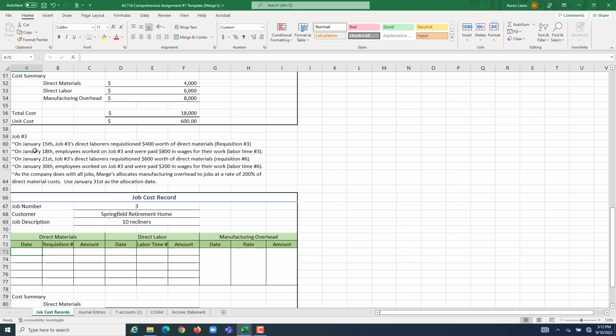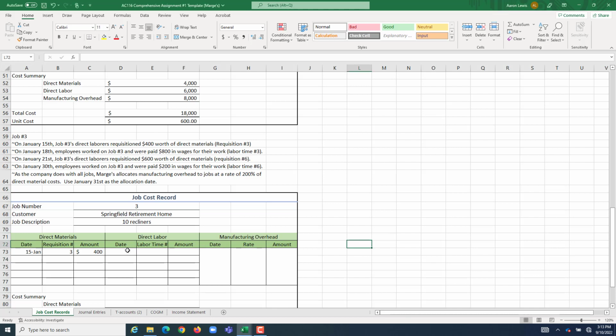Our information tells us that on January 15th, our laborers requisitioned $400 worth of materials for use in this job, and they did so in requisition number 3. So let's fill in that section of our job cost record. The next bullet down tells us that on January 18th, employees are going to work on job number 3 and be paid $800 in wages for their work.